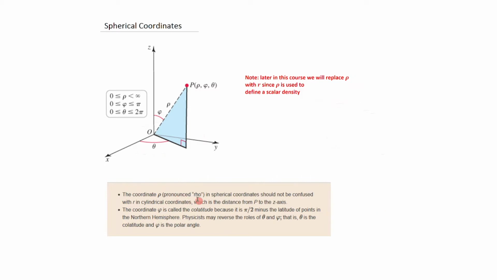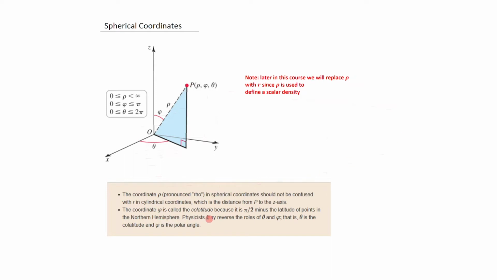The coordinate rho, pronounced rho in spherical coordinates, should not be confused with r in cylindrical coordinates, which is a distance from P to the z-axis. In cylindrical coordinates, r was measured in the xy plane. In spherical coordinates, rho is measured to any point x, y, z in 3 dimensions. But again, since we're using spherical coordinates, the coordinates are being used here with respect to rho, psi, and theta. Rho being the distance measured outwards.